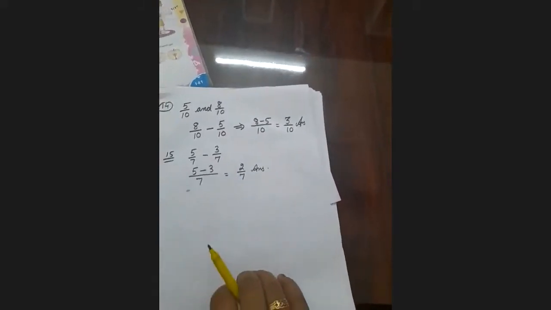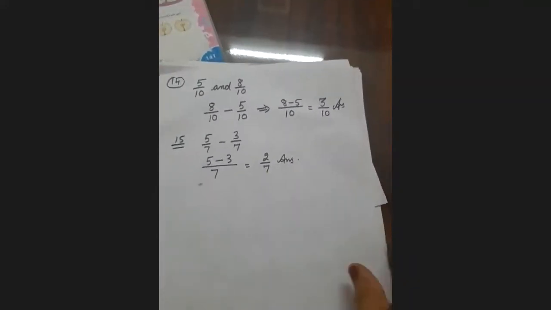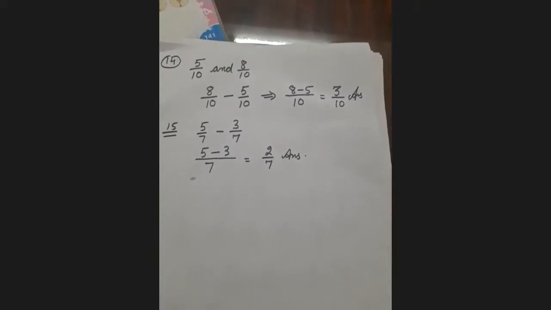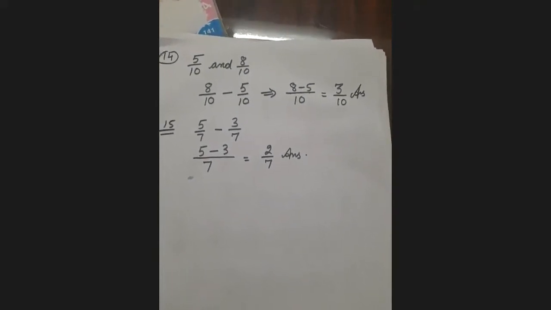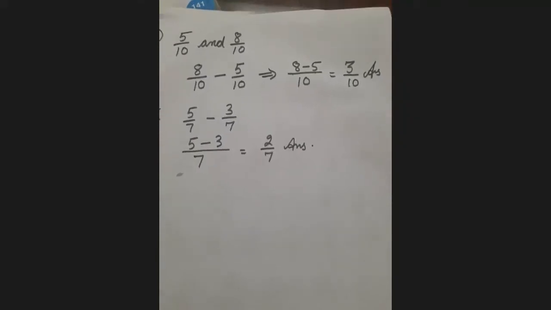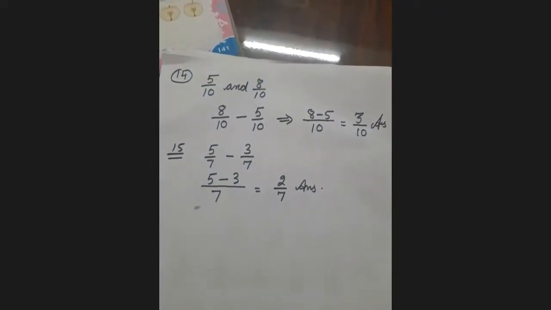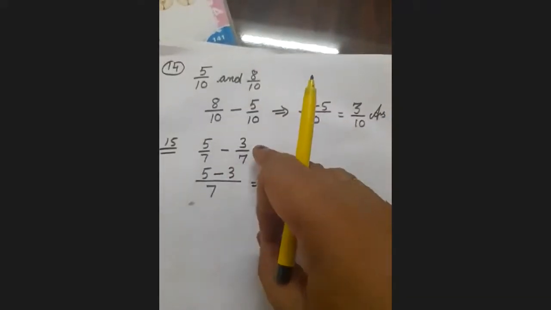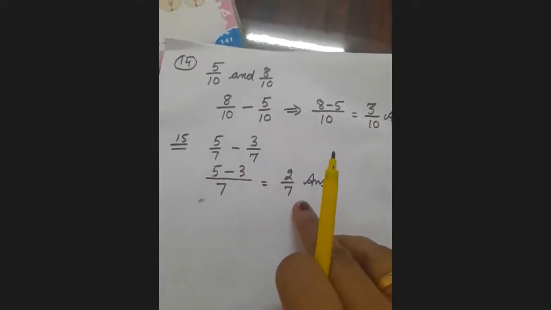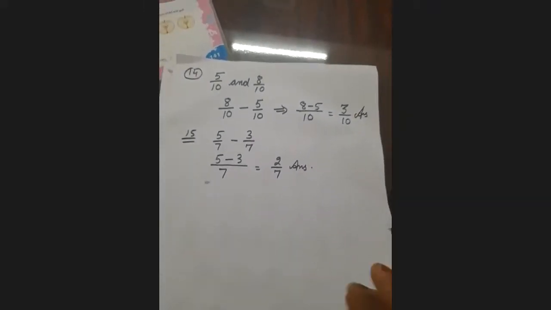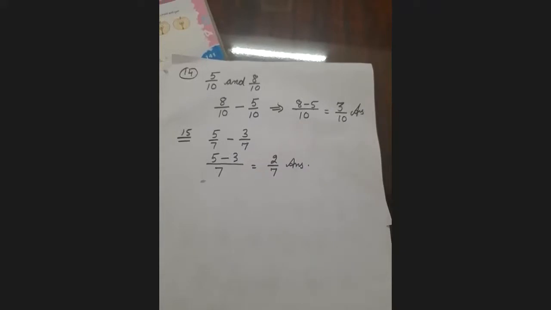Now, students, represent these numbers on a number line. So how can we show these numbers on number line? Now your question is, use number line to find the difference. So simple subtraction is 5 upon 7 minus 3 upon 7 is 2 upon 7. Now show these numbers on number line.